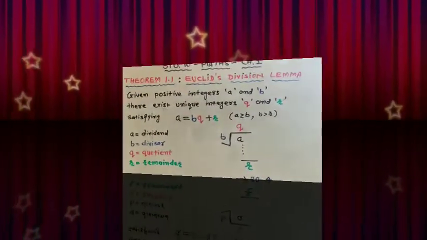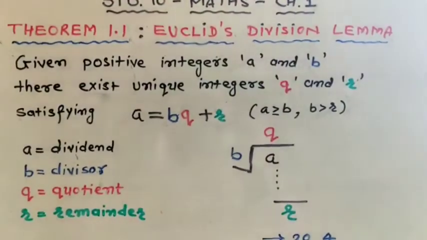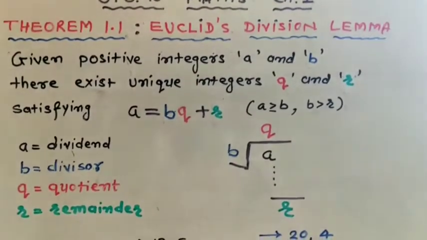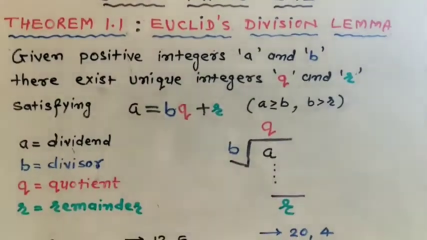Hello friends, now we learn in standard 10 chapter 1 another topic, which is to find HCF by using Euclid's division method. In chapter 1, theorem 1.1, Euclid's division lemma.